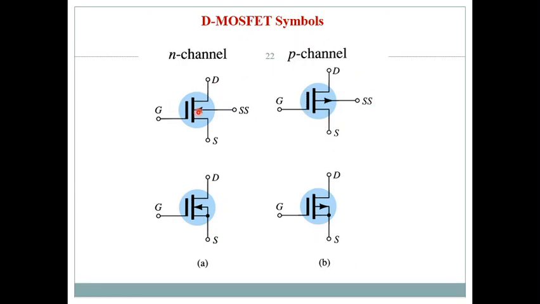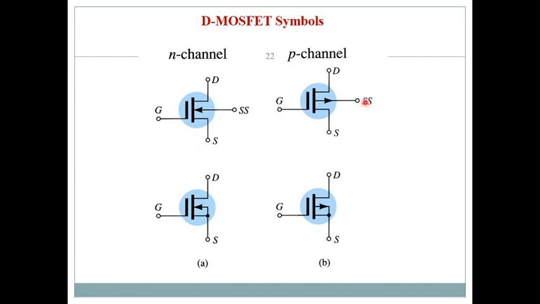Arrow again, like in the previous case, shows the forward current possible from the substrate to the channel. Earlier it was from the gate to the channel. Now it is from the substrate to the channel, right? And you always tie up the substrate with the source, not with the drain, right?